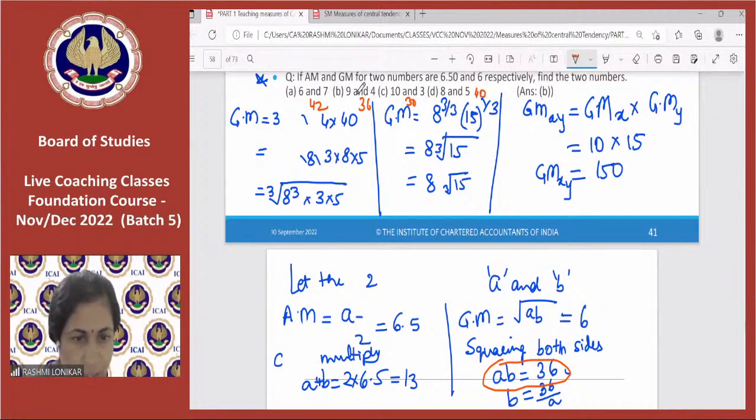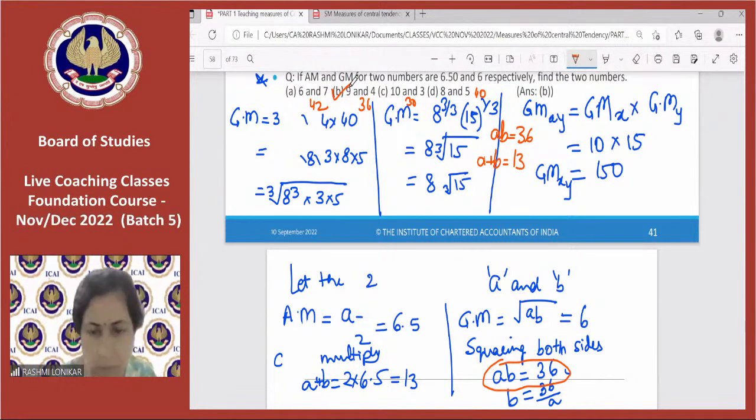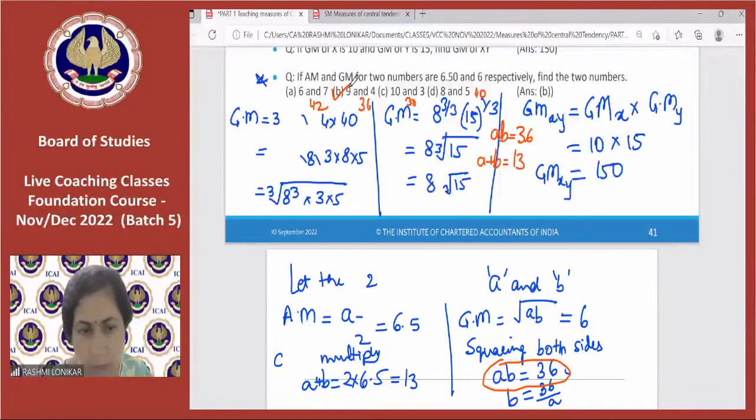So what will be the correct answer? B will be the correct answer, because it is satisfying both the conditions. What are the two conditions? A into B should be equal to 36 and A plus B should be equal to 13. So both conditions are satisfied by option B, that is 9 and 4 are the numbers.